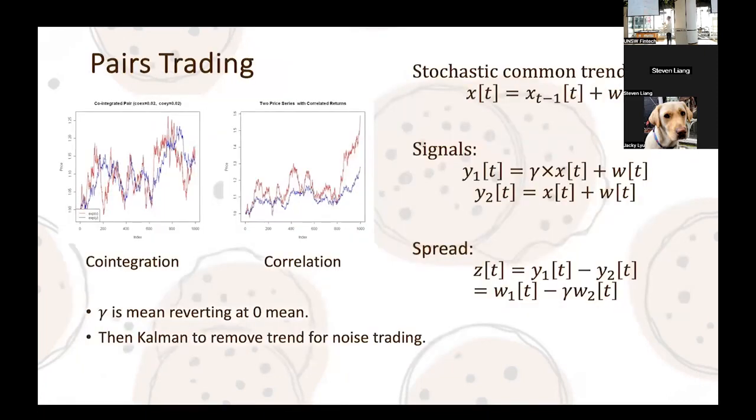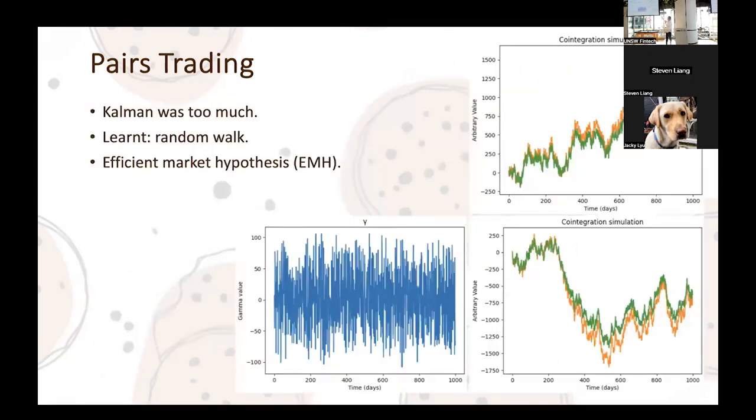There are two ideas. There's correlation when two stocks come together and stick together, and correlation when they fluctuate together but don't stick together. You want the first one. If you do the math, you get a gamma factor. You trade on that, zero mean, and you use a Kalman filter to remove the trend down to pure noise. I tried that, and you see them stick together, and you see this zero mean reverting, so that's good. But I thought Kalman was just too much, so I gave up on that.